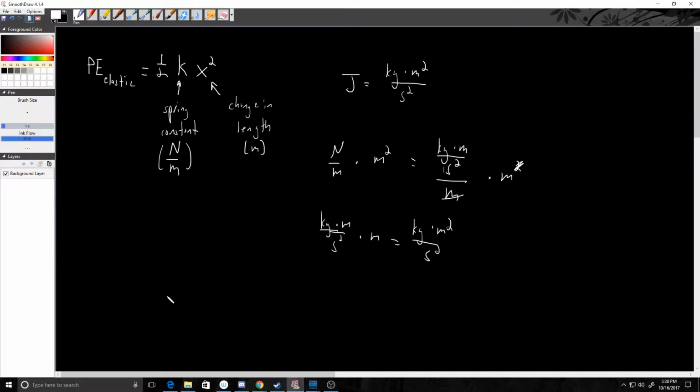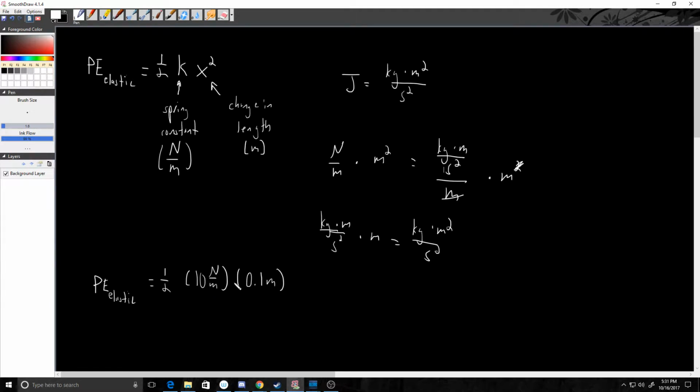So let's say I'm really interested in a pinball machine and I want to know the elastic potential energy for a spring where the spring constant is, let's say, 10 newtons per meter. And let's say that we're going to stretch it 10 centimeters, or if I have to convert that to meters, 0.1 meters. I want to calculate the elastic potential energy for that.